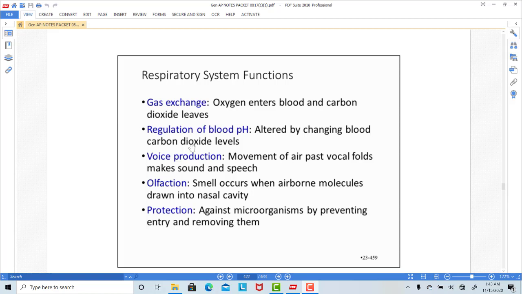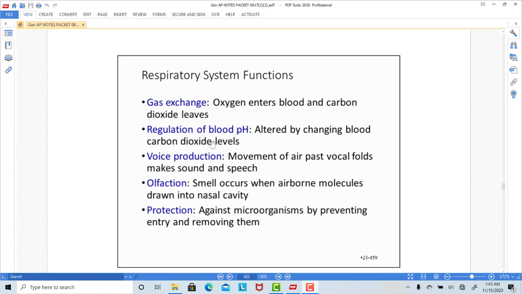So as long as the lungs are functioning and there's good exchange at the alveoli, at the lungs with the blood, then we know that carbon dioxide will diffuse out of our blood and into our lungs to be exhaled, and oxygen will diffuse into our blood from the lungs to be fed into the tissues via the cardiovascular system. So this blood pH is tightly linked to carbon dioxide levels.